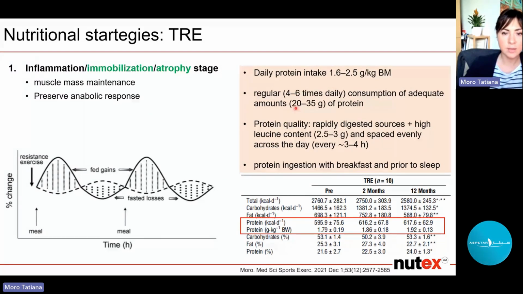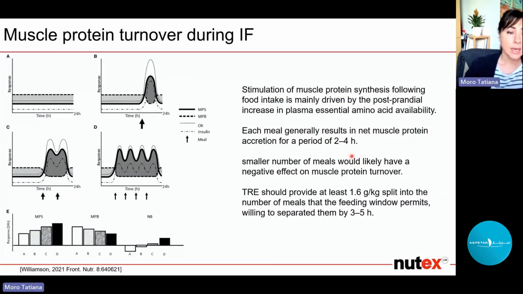The big problem is being able to spread this protein with a proper timing. So several times per day with a 3-4 hour window of rest between one meal and the other. And this, I think, is a very nice schematic that Williamson and Daniel Moore put up a few years ago, just to show you how the protein synthetic response will act during a time-restricted eating protocol.